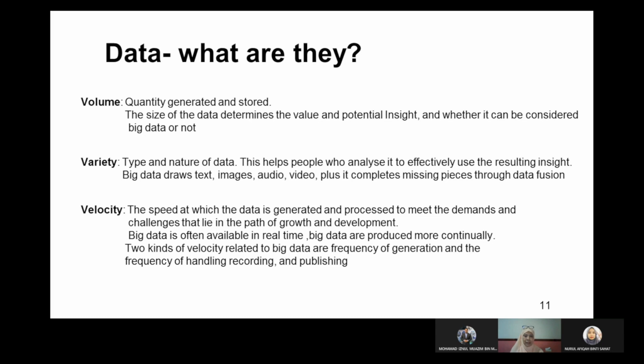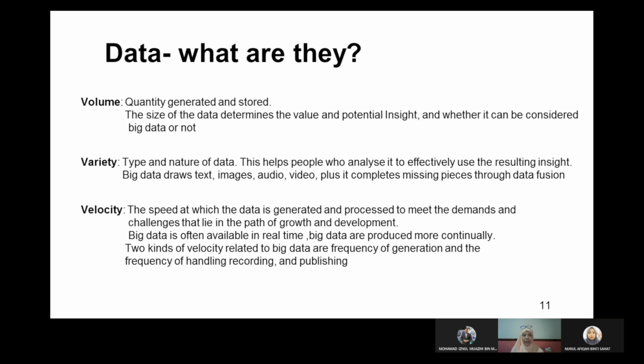Variety means the type and nature of data. Data not only in the forms of numbers, in the forms of figures, but it can also be in text form, images, audios, videos, and so forth. So with all this data, it can be used into data fusions to come up with a piece of information which is the missing link in most of our process in making decisions.